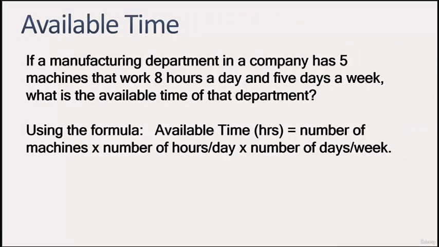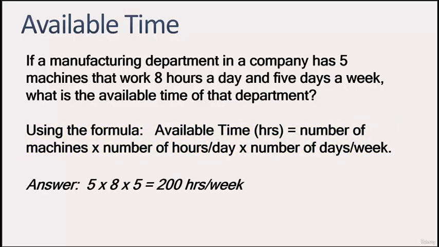If a manufacturing department in a company has 5 machines that work 8 hours a day and 5 days a week, what's the available time of that department? We're going to use the formula available time in hours equals the number of machines times the number of hours per day times the number of days per week. We have 5 machines times 8 hours a day times 5 days a week equals 200 hours per week. The available time for the department is 200 hours per week.